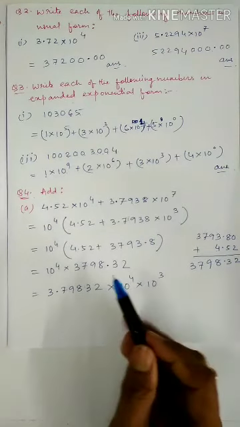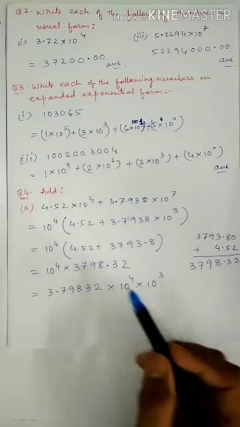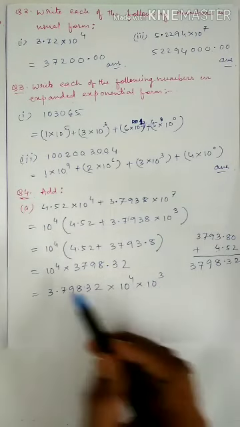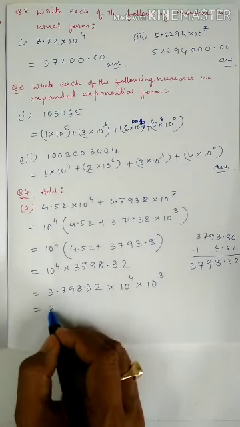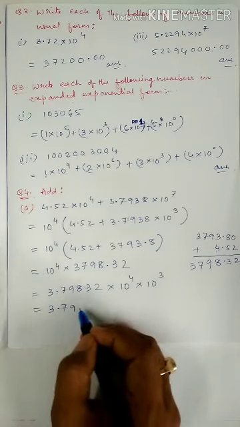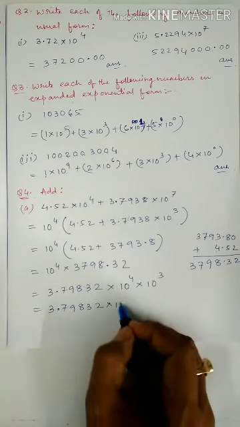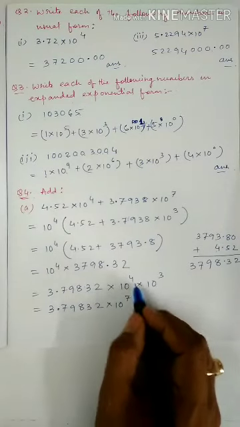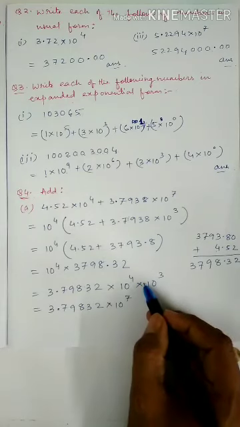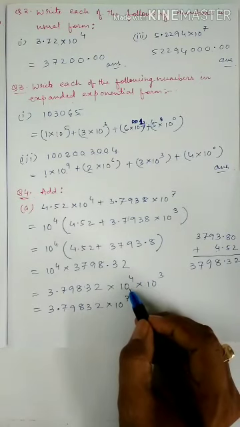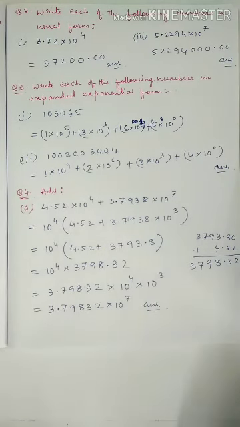Once again, students, since we are shifting the decimal 3 places, 1, 2, 3 places, therefore we will multiply by 10 to the power 3, and this 10 to the power 4 is just written here. So now you see this has become standard form. 3.79832 into 10 to the power, now 4 plus 3 will become 7. Why are we adding it? Because the multiplication sign is there, and whenever there is a multiplication sign, we apply the product law of exponents. 4 plus 3 becomes 7. So students, this is our answer.